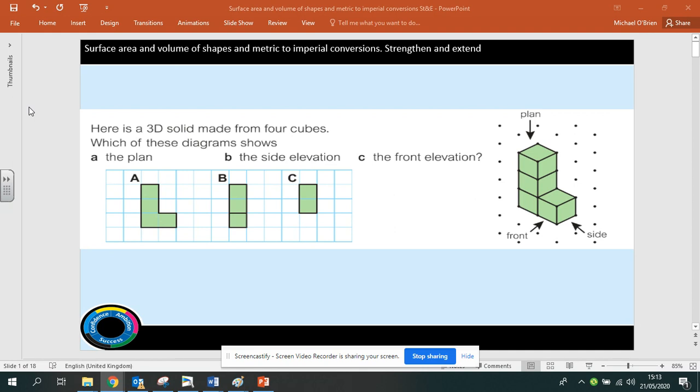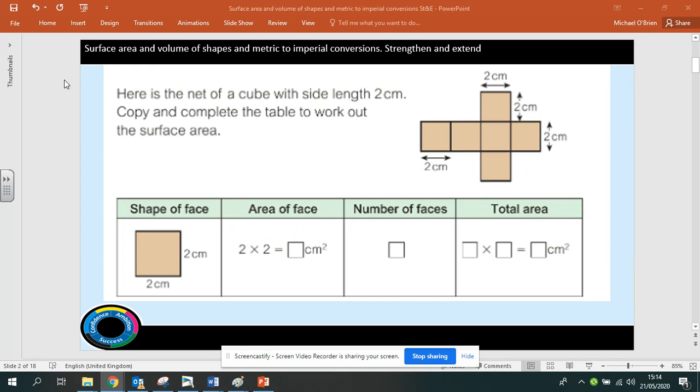And finally, the side, when we're looking at it from the direction of the side, what we would see would be 3 cubes, one on top of another. And again, because one of them is slightly forwards of the other, it's shown with a line to make that clearer to spot. So B is the side elevation. So quick reprise. The plan is C, the side elevation is B, and the front elevation is A. So that's got us off and running. Now let's have a look at the next one.